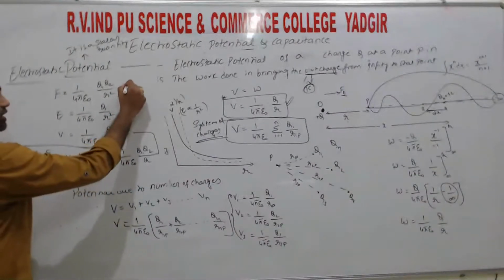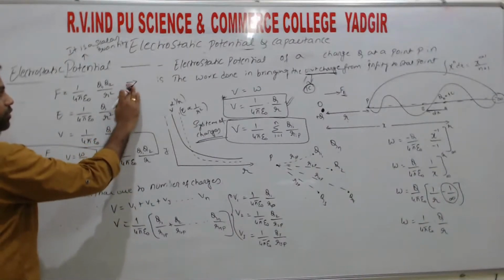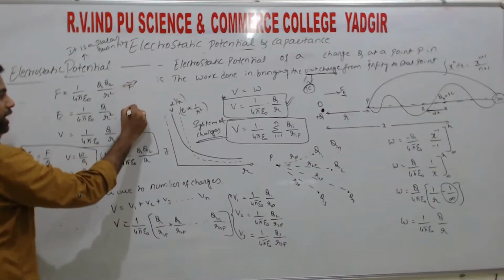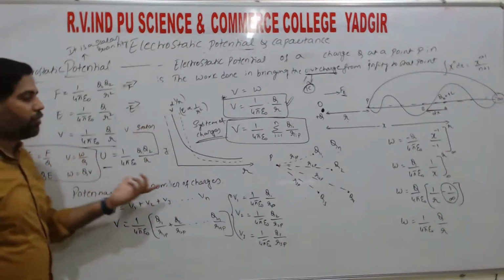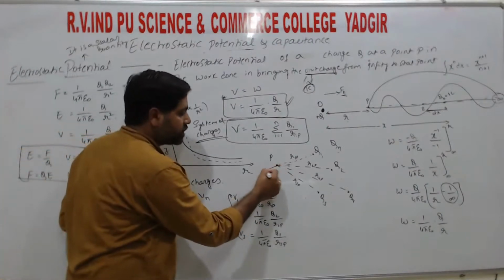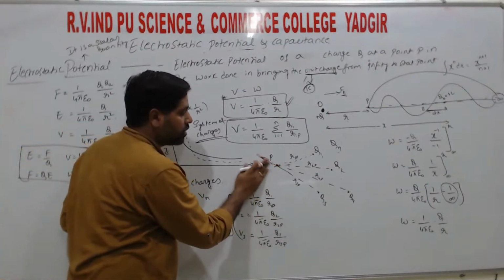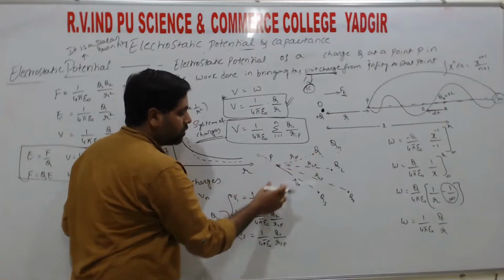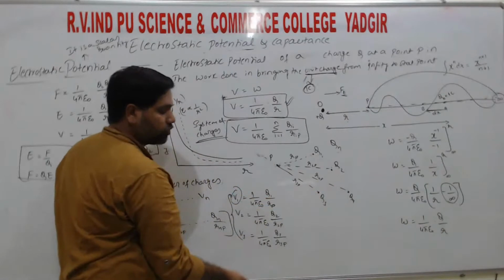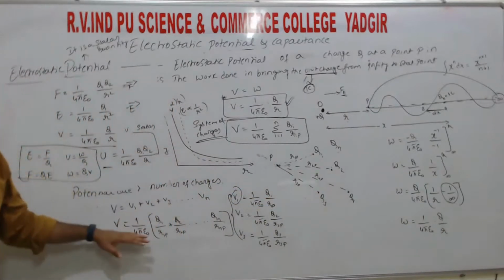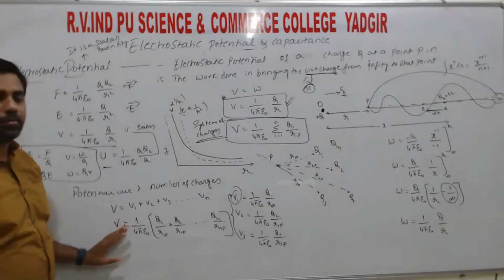So here force is a vector, right? Electric field is also a vector. But potential is a scalar. So here we are not going to find any direction like this, right? We are going to simply add the potentials due to Q1, Q2, Q3 and so on, right? So the method is the same, right?